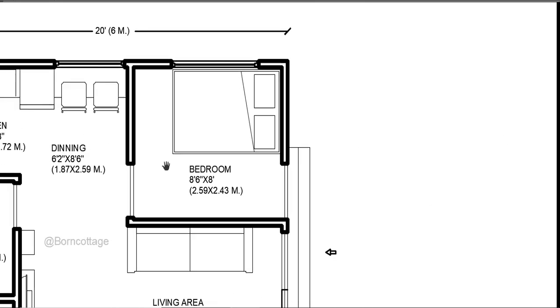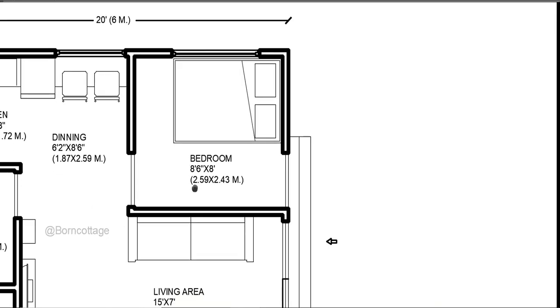After that we will go inside. So on the right side we have bedroom here. The size of the bedroom is 8 feet 6 inches into 8 feet in meter 2.59 into 2.43 meter. You can see here the bed arrangement and also large size window for ventilation of this room.